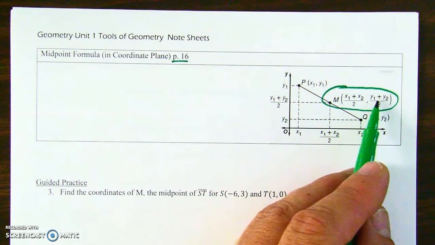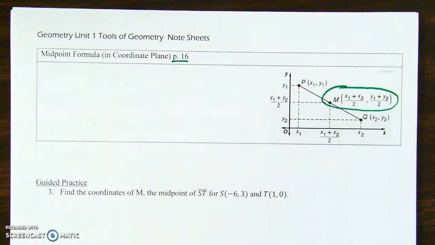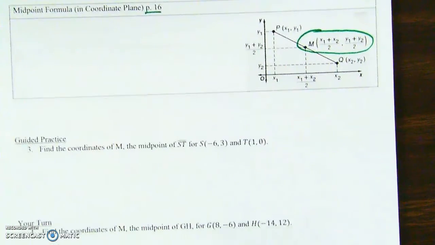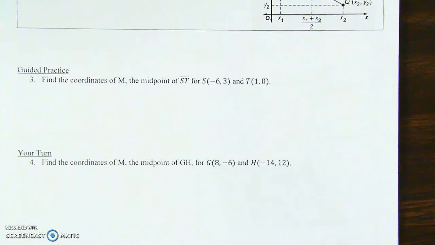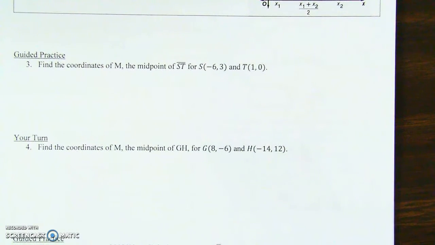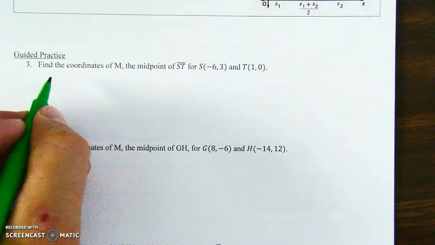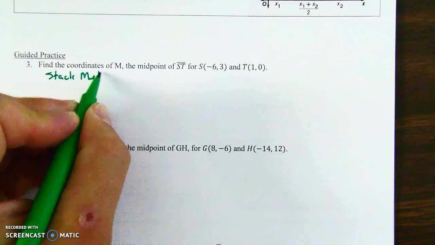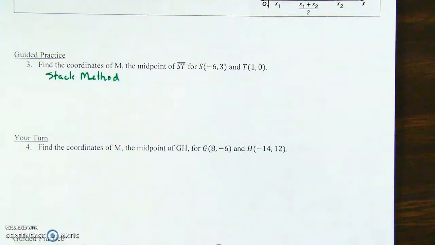Adding up our y's and dividing by 2. So let's go ahead and do the same thing over here. Now, because we don't have any graph paper to do this, I'm going to show you how to do it again like I like to do. It's called the stack method. You can do it. I'm going to show both ways, but I'll show you the stack method first, then the way that they showed up above.